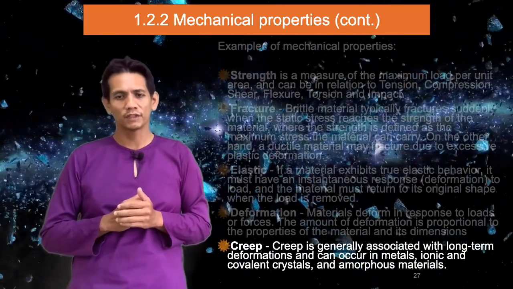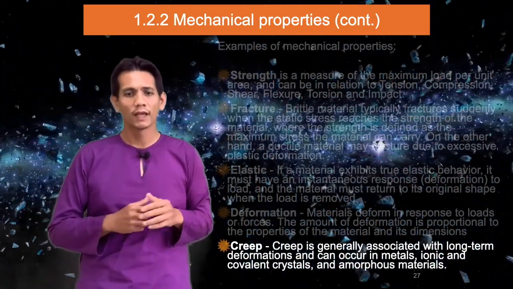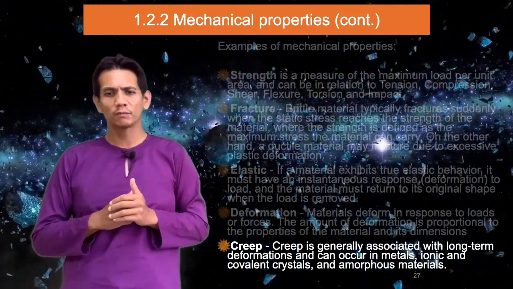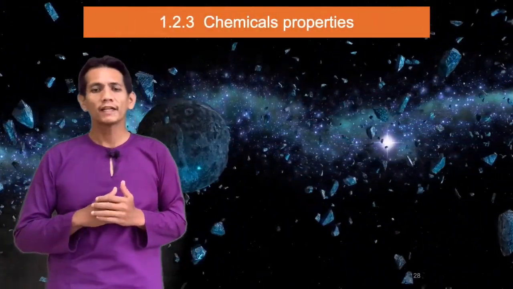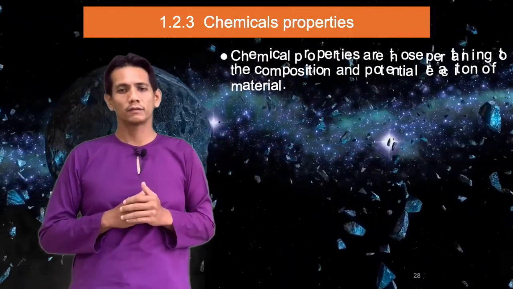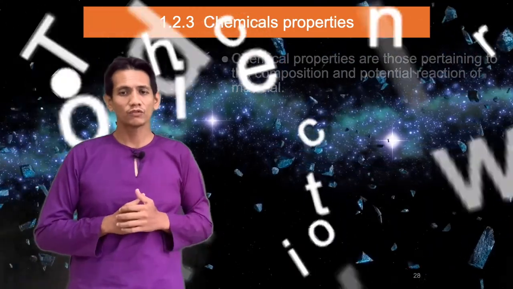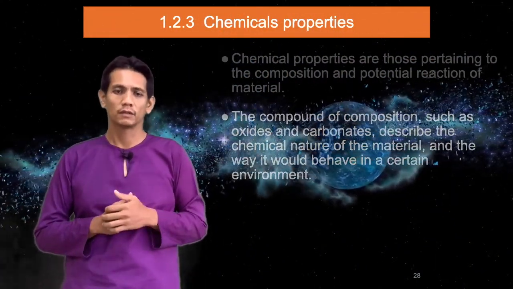The amount of deformation is proportional to the property of the material and its dimensions. And then creep. Creep is generally associated with long-term deformation and can occur in metals, ionic, covalent crystal, and also amorphous materials. And then chemical properties, third properties. Chemical properties are those pertaining to the composition and potential reaction of material.